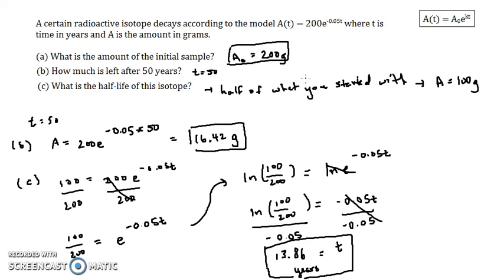All right, so let's check this one. We started with 200 grams. At 14 years, we have 100 grams. And at 50 years, we have 16 grams. So you see this time our amounts are getting smaller and smaller, and that's what it means for decay.